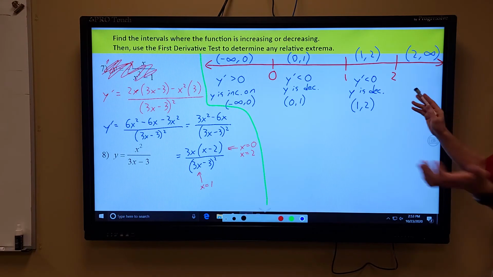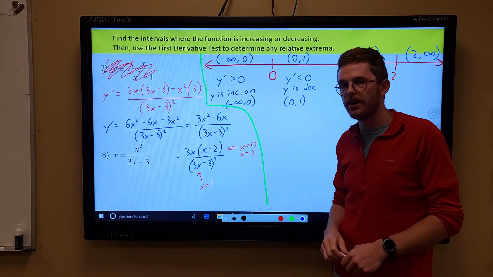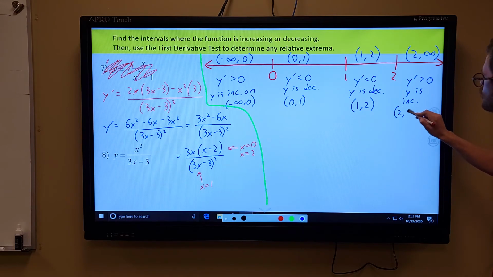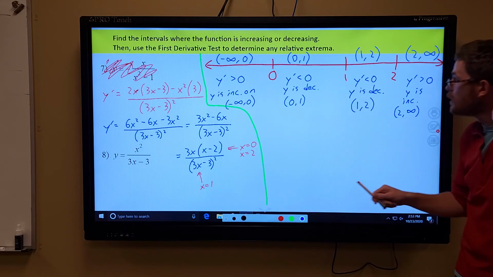Now finally, from 2 to infinity, really positive numbers times 3, really positive numbers minus 2 are all positive. And so our original function is increasing on this interval from 2 to infinity. Whew. So we do have a change in direction right here.